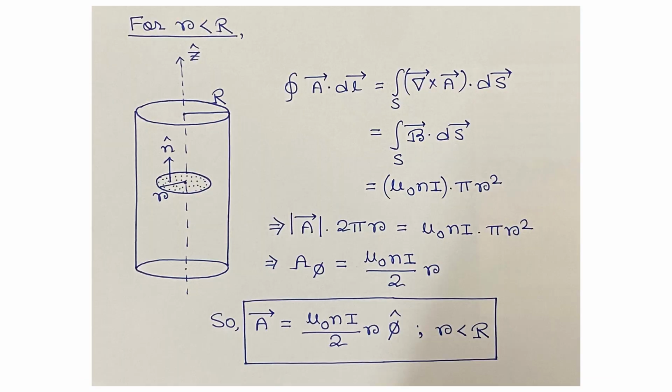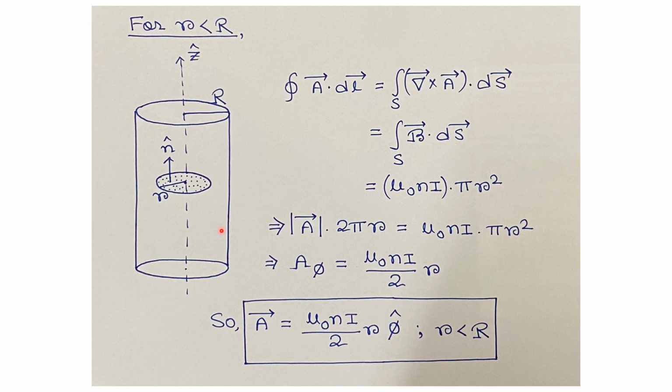Now we'll consider the first case, that is small r less than the radius of the solenoid. So this is basically the region inside the solenoid. For this we'll consider a circular path of radius small r at position z equals L by 2. We will calculate the closed path integral of the vector potential along this circular boundary. Now this line integral can be written as the surface integral of the curl of the vector potential. And we know the curl of the vector potential is basically our magnetic field, so it can be written as the surface integral of B vector.